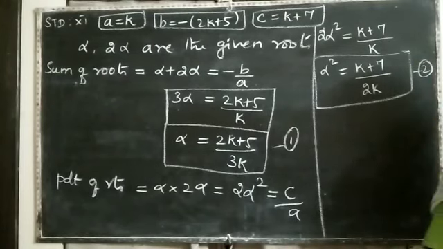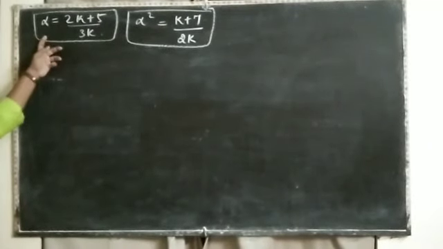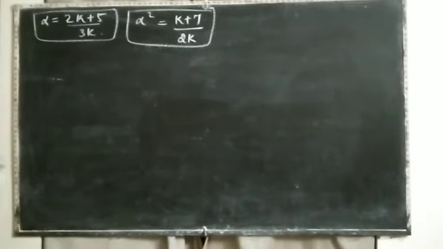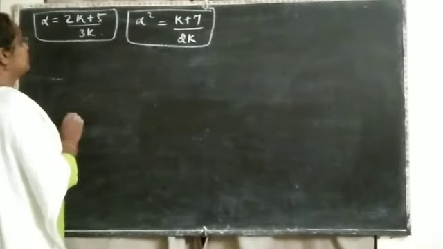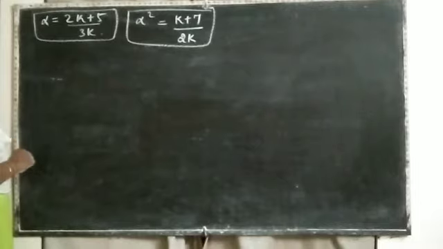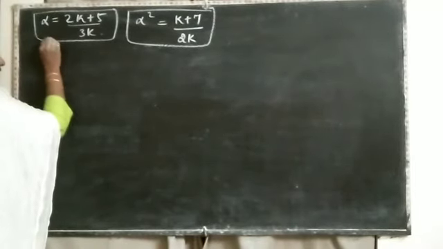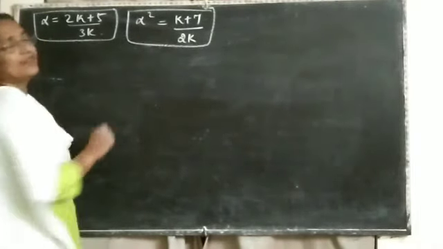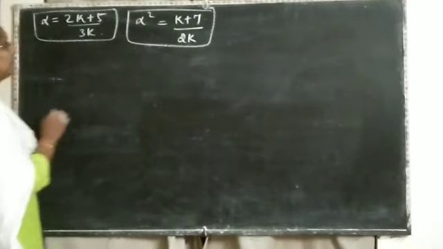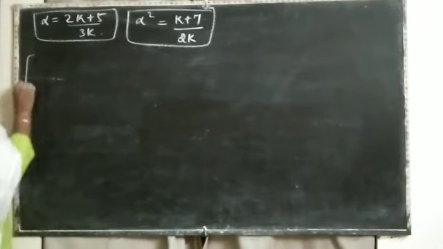Now let's see how we are going to simplify it. Okay. Now look into this. We got the values of alpha and alpha squared, isn't it? So now what I am going to do, in order to solve the value of k, I am going to substitute the alpha value into this alpha squared expression. Shall we? Okay. Now look into this.